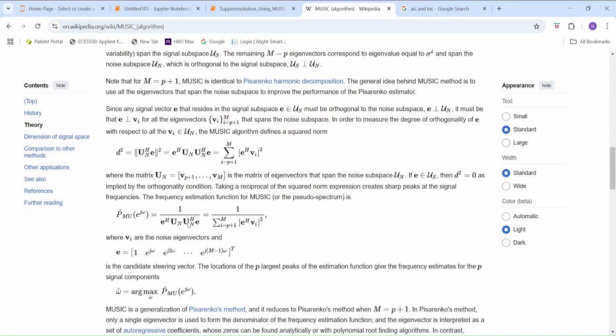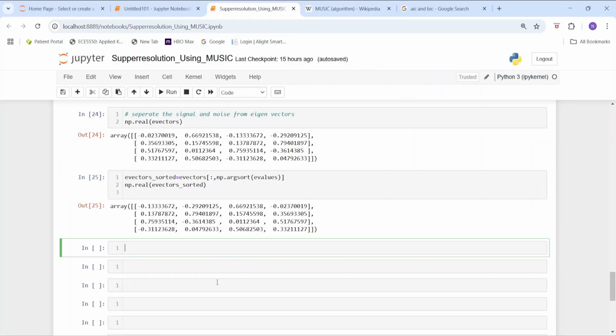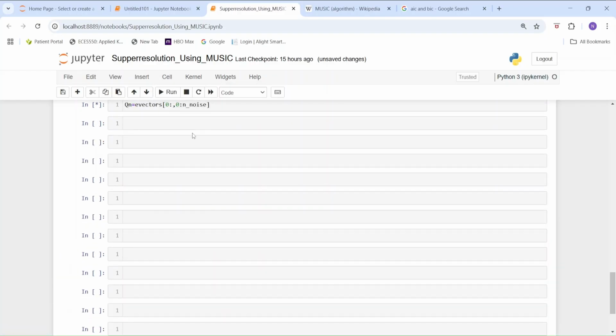You see Un and Un Hermitian, so these are the noise matrix. And E Hermitian and E right here, this is the steering vector, which is already defined. So we now need to separate the noise. Let's say our variable is qn, and from the eigenvectors we're just going to do some slicing, 0 to n noise. Since I haven't run it, it's not popping up, but I'm going to do it right now.